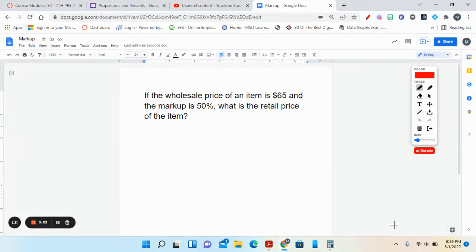Markup problem. If the wholesale price of an item is $65 and the markup is 50%, what is the retail price of the item? Let's go ahead and circle our numbers and underline our question. What is the retail price?